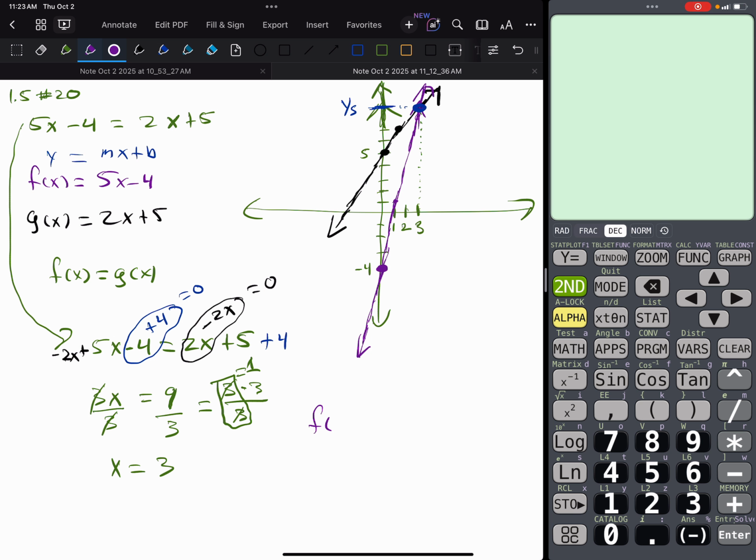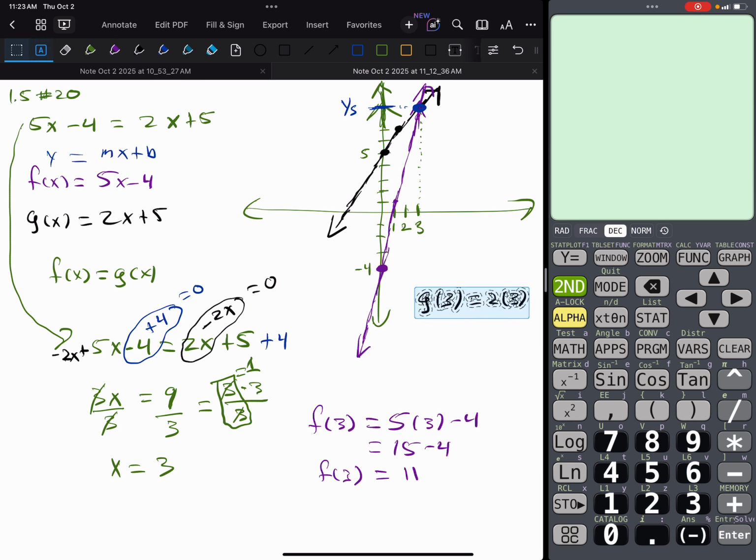So if I do f of 3, that's going to give me 5 times 3 minus 4. Well, that's going to be 15 minus 4. That's going to be 11. So f of 3 equals 11. All right, now let's do g of 3. Well, that's going to be 2 times 3.